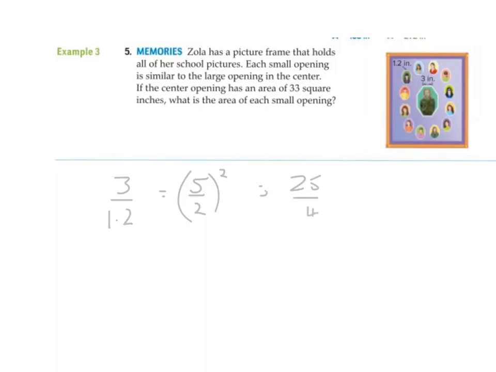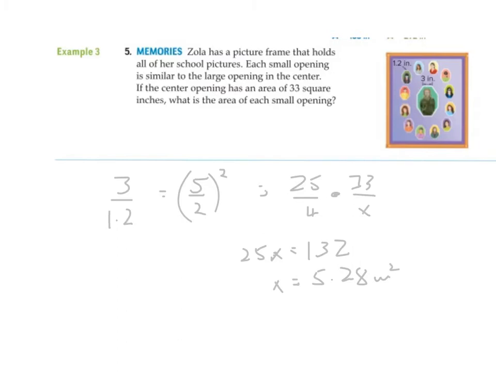Okay, and you're going to multiply that by the area of the original, which is 33, and put that over x. Cross multiply, so 25x is going to equal 132, and if you divide through by 25, x is 5.28, and it's square inches, so inches squared.